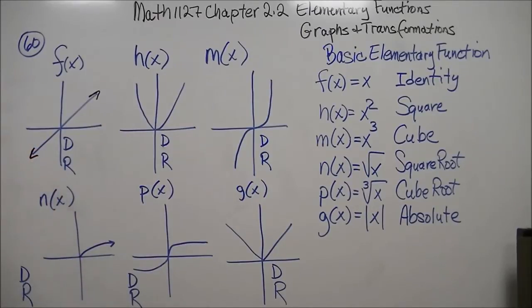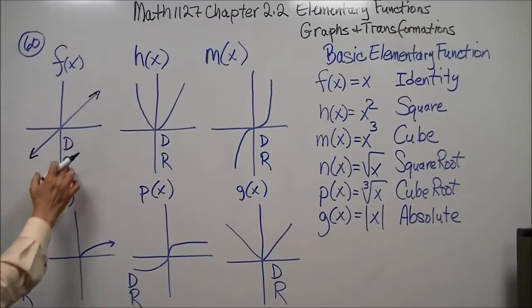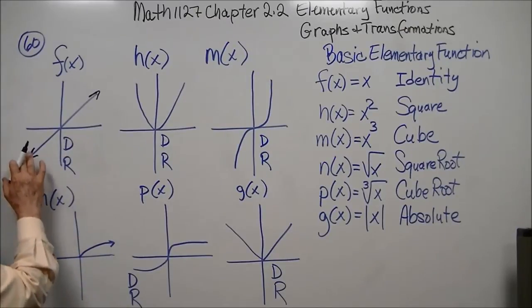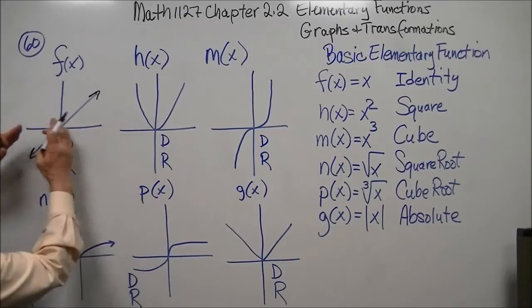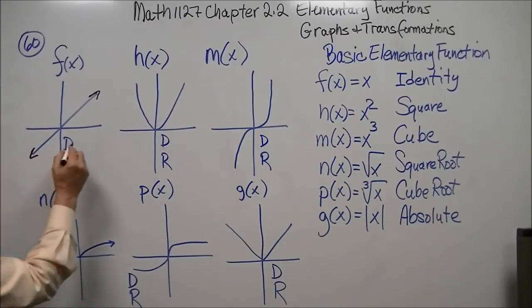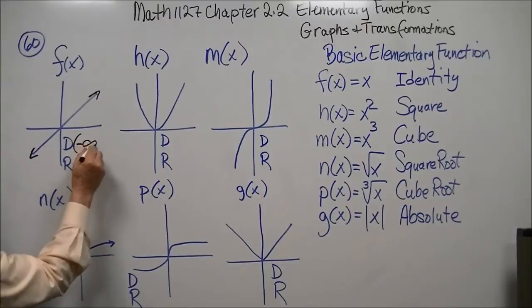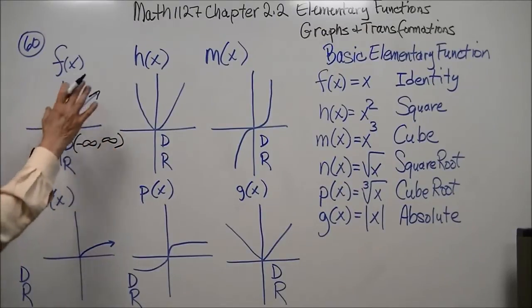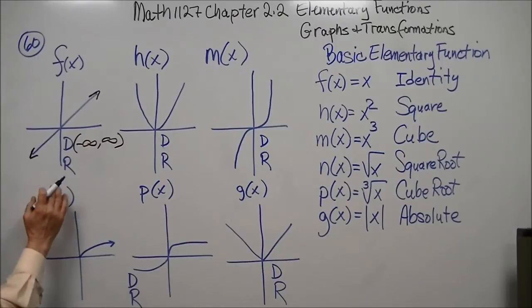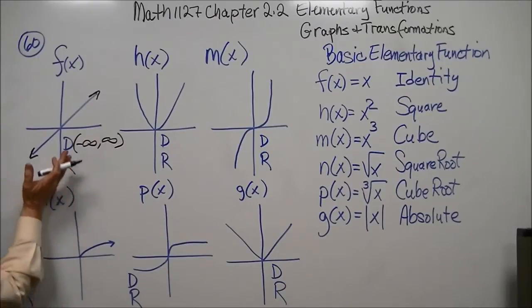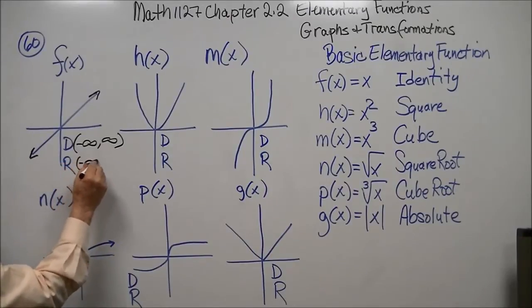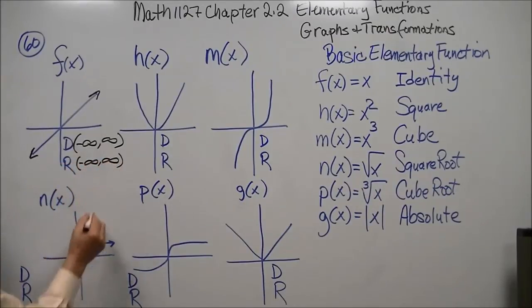So if we want to define what would our domain be, in this case it would be x elements, and this would come from negative infinity to positive infinity. That is all real numbers. Now for the range, this is coming up from negative infinity to positive infinity. And again, all real numbers.